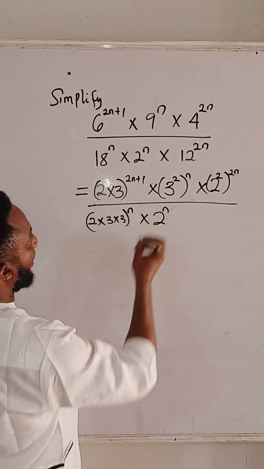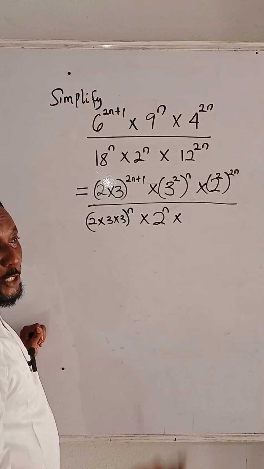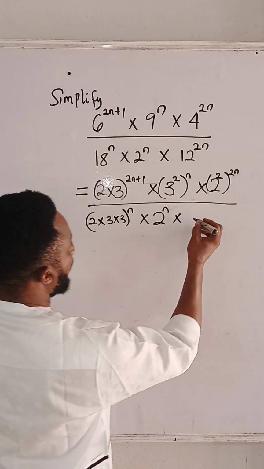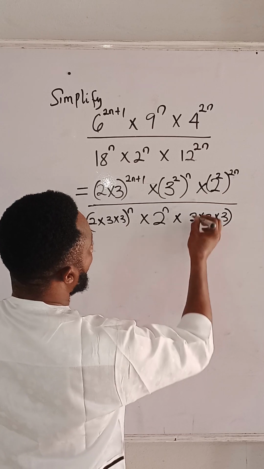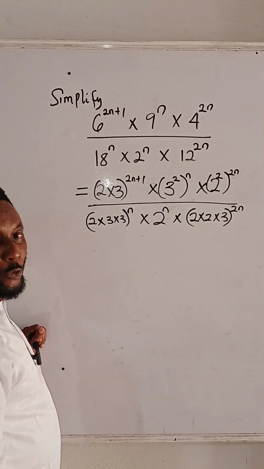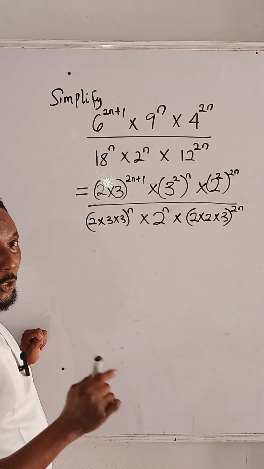Then 2 to the power of n. And the next term there is 12. If I express 12 as a product of its prime factors, it will be 2 multiplied by 2 multiplied by 3, to the power of 2n. Now, at this level, I want to tell us about a peculiar law of indices.